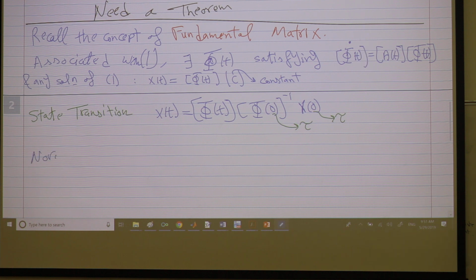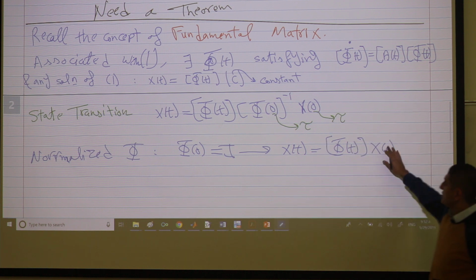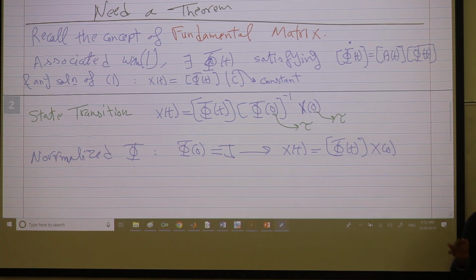So the normalized phi, obviously, we'll take it as this guy to be identity, okay? So from now on x of t is just phi of t times x initial. So it's a matrix that takes your initial condition and gives you the solution at time t. Very good, okay?